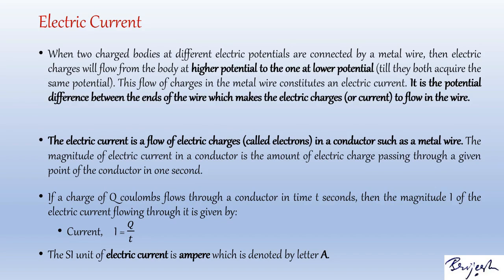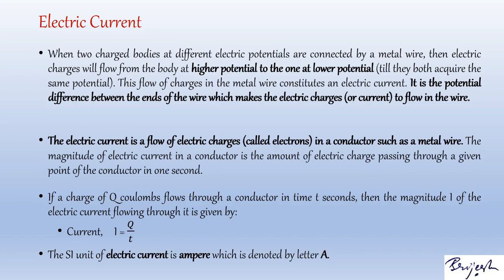The electric current is a flow of electric charges, that is, electrons in a conductor such as metal wires. The magnitude of electric current in a conductor is the amount of electric charge passing through a given point of the conductor in 1 second. Hence, we say that I equals Q by T, where if the charge of Q coulombs flows through a conductor in time T seconds, then the magnitude I of electric current flowing through it is I equals Q by T.